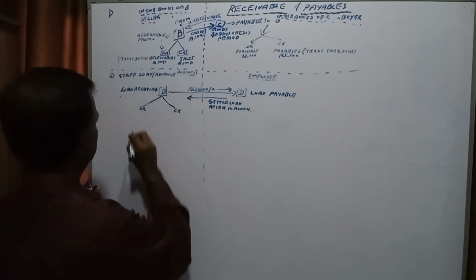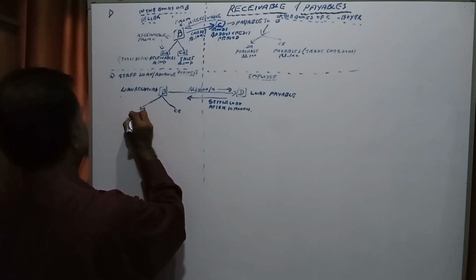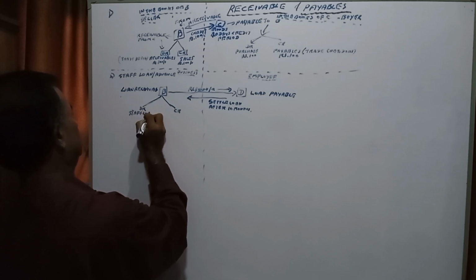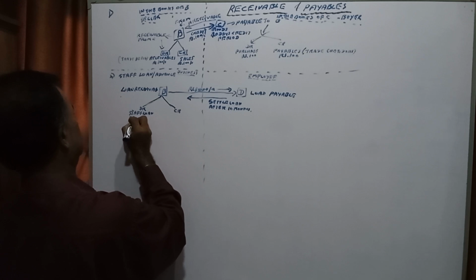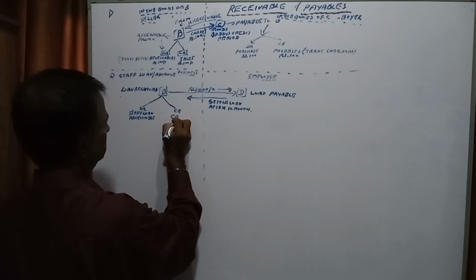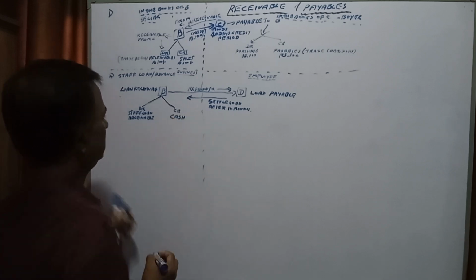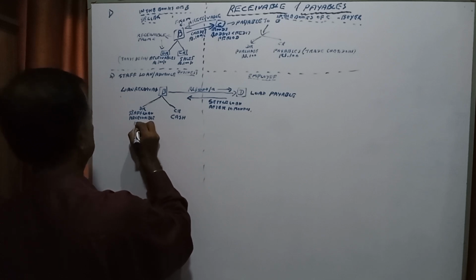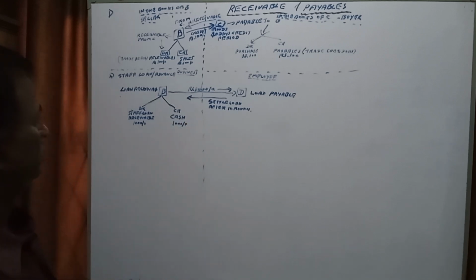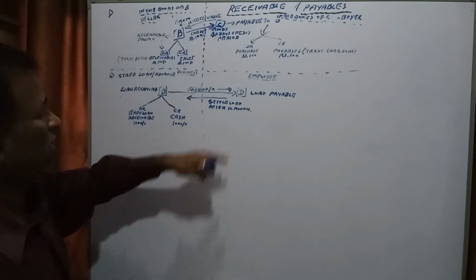Debit and credit. Debit staff loan, loan receivable. Credit cash, right? Of 1,000. This is the double entry in the books of business. This is also staff loan receivables, one of the receivables, and this is the payable in the books of D.